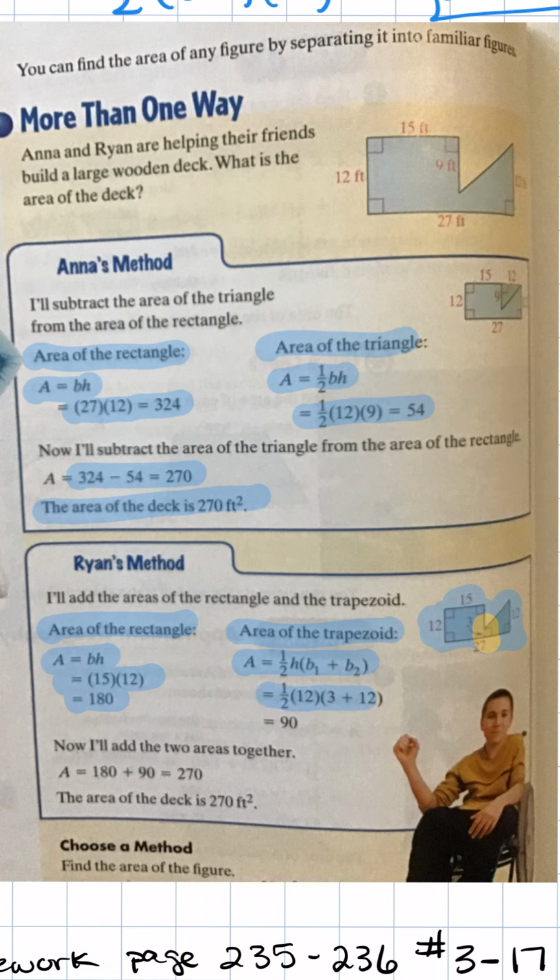So he does 1/2 times 12 times 3 plus 12, and that equals 90. Then he adds those together and he gets the same 270 feet squared. So you can choose whichever way you prefer, either subtracting or adding the two figures.